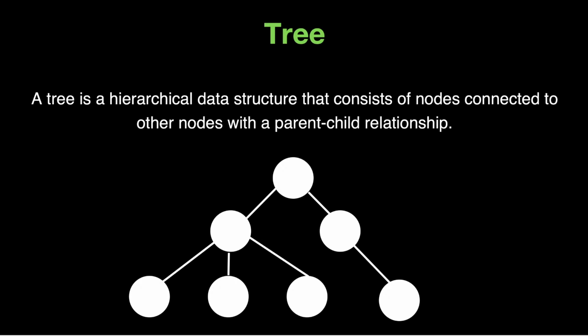So actually we can see a simple tree here. We can see that this node has two children, and this node in turn has 3 children. This node has 1 child. So yeah, this is a tree.